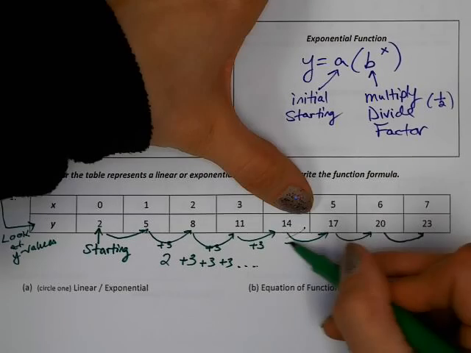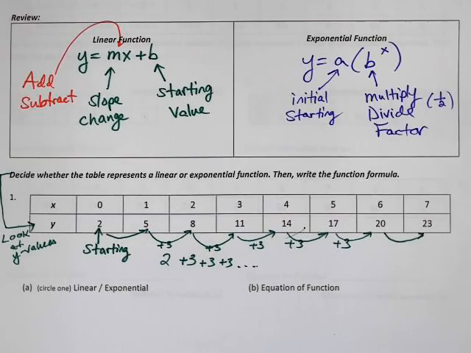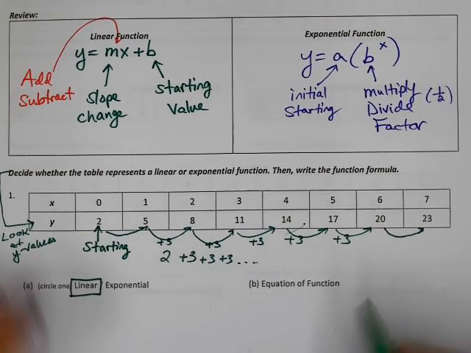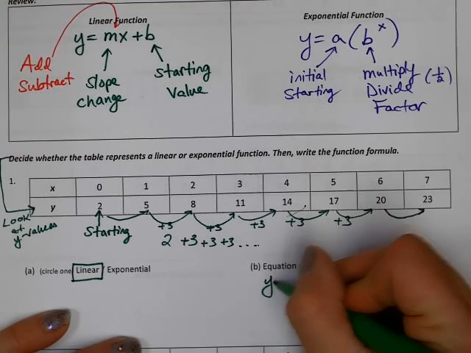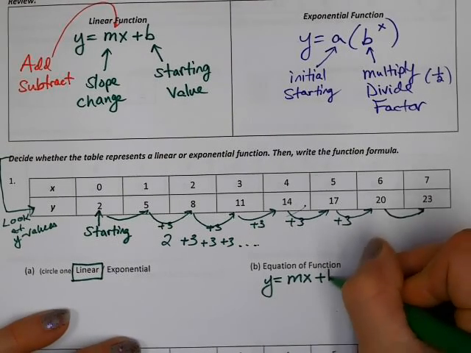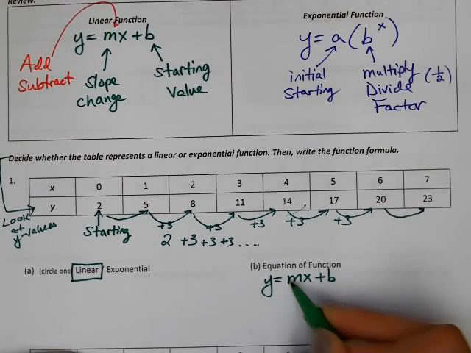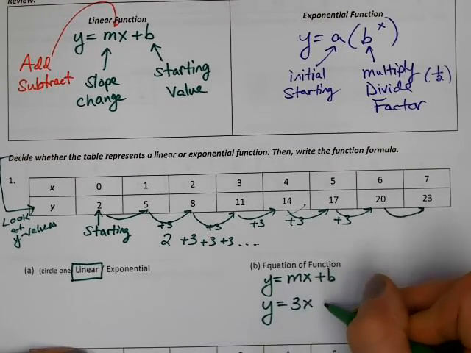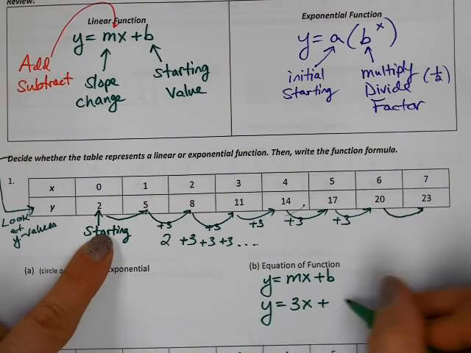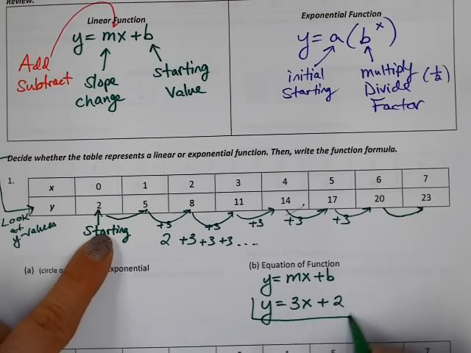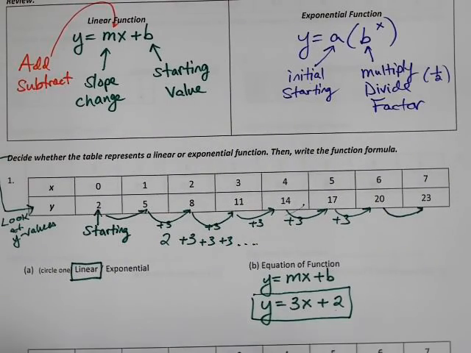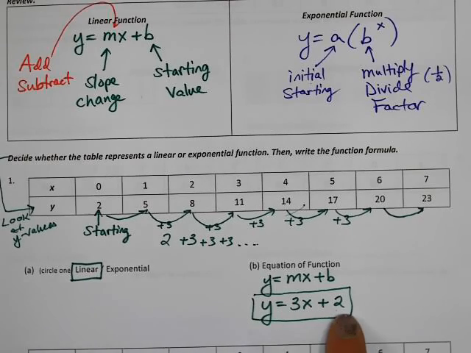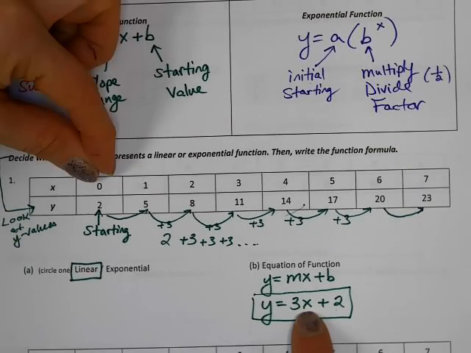Now we're looking at a chart, they're adding 3. Is this linear or exponential? Definitely linear. And now we're going to write the equation. y equals mx plus b. The change, the thing that they keep adding or subtracting, is positive 3. So we're going to say 3x and then plus a starting value of 2. Now a couple things are true about this. If I put in 0, 3 times 0 plus 2, I get 2. That confirms that at the beginning of time, you get 2.